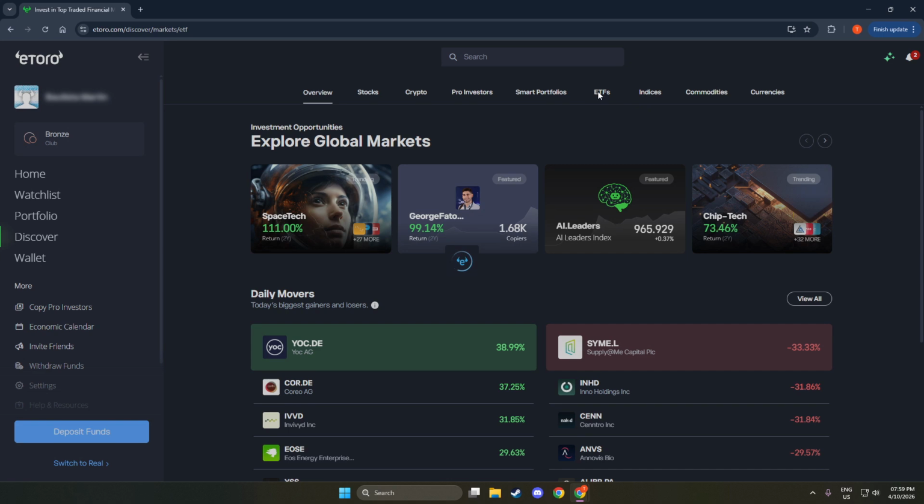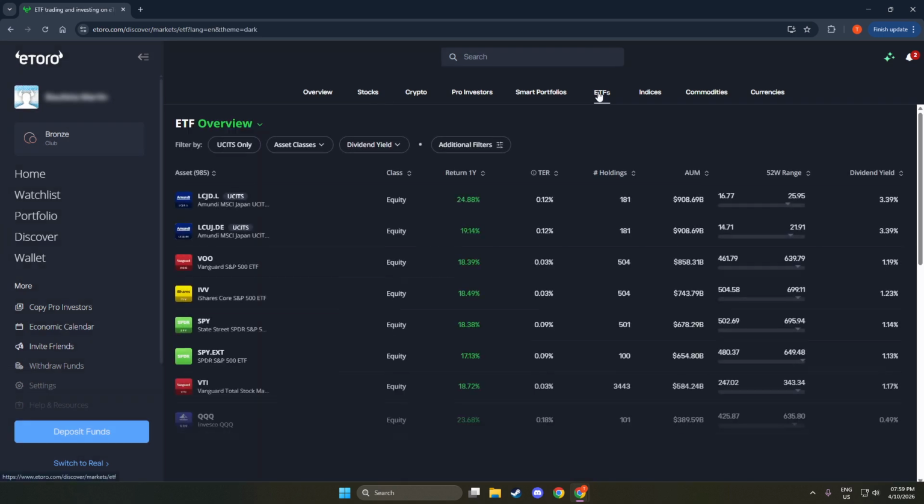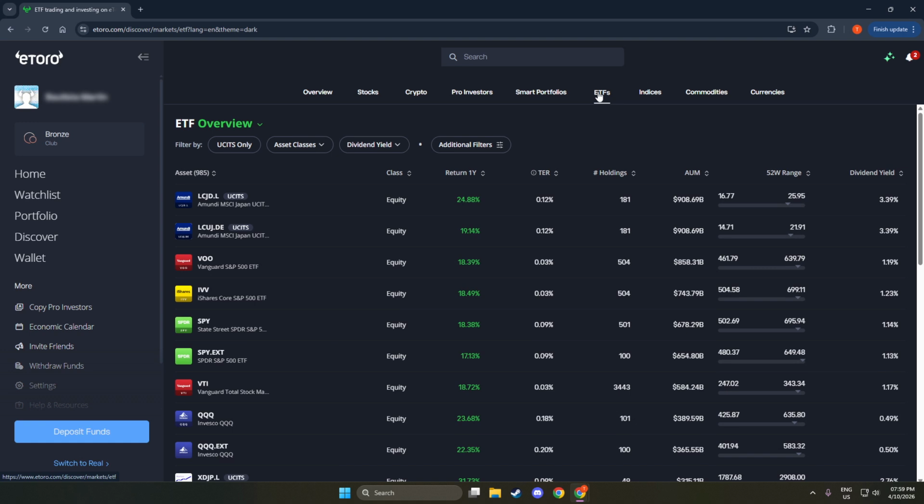You'll notice several types: index ETFs that track broad markets like the S&P 500 or the NASDAQ, dividend ETFs focused on income-generating companies, bond ETFs that offer exposure to government or corporate debt, and commodity ETFs that follow assets like gold or oil. Each category behaves differently, so think about whether you want growth potential, income, stability, or commodity exposure.